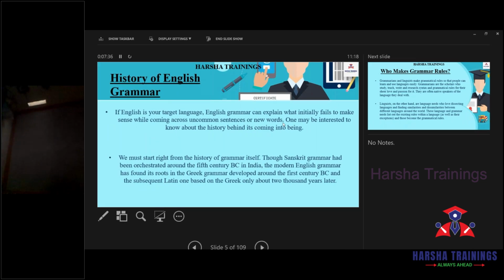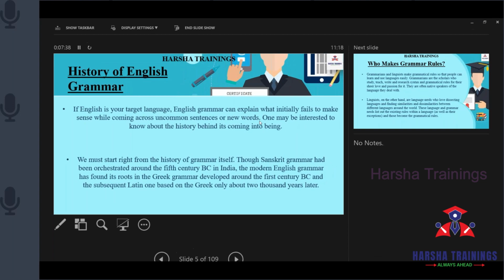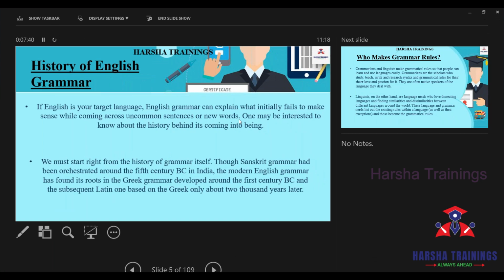Now, language perspective. If we don't know what grammar is, what the basics of the language are, then obviously we will not be able to identify. And what will we understand? That whatever the other person is speaking is correct, because we don't know ourselves, right? So it helps us to explain what is wrong and what is right in the language, okay?